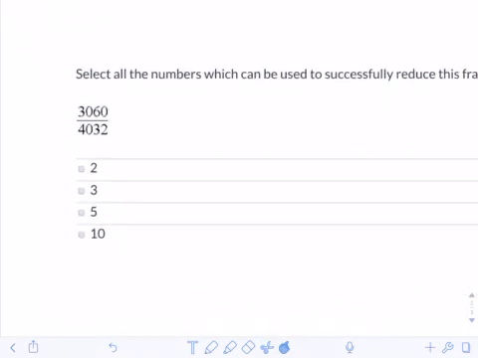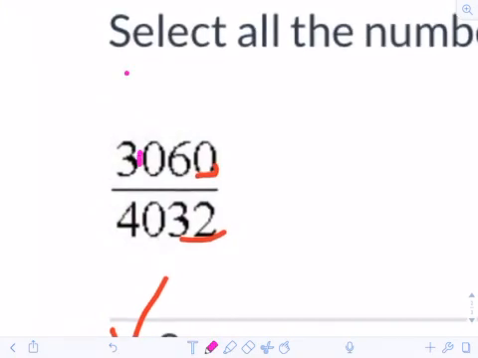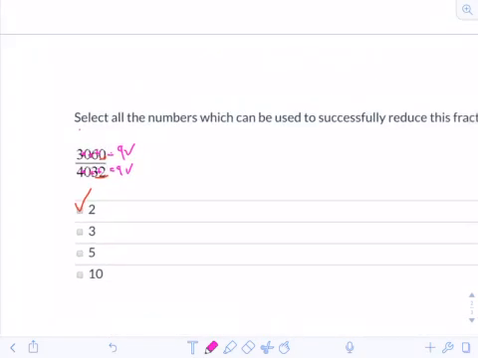Last one. Oh boy. Let's see what we got. Well, I know that they both end in even numbers, so they're even numbers. So it's divisible by 2. Now let's check the 3s. I know that 3 plus 0 is 3, plus 6 is 9, plus 0 is, hey, also 9, divisible by 3. 4 plus 0 is 4, plus 3 is 7, plus 2, hey, also 9, divisible by 3. So these numbers are divisible by 3.